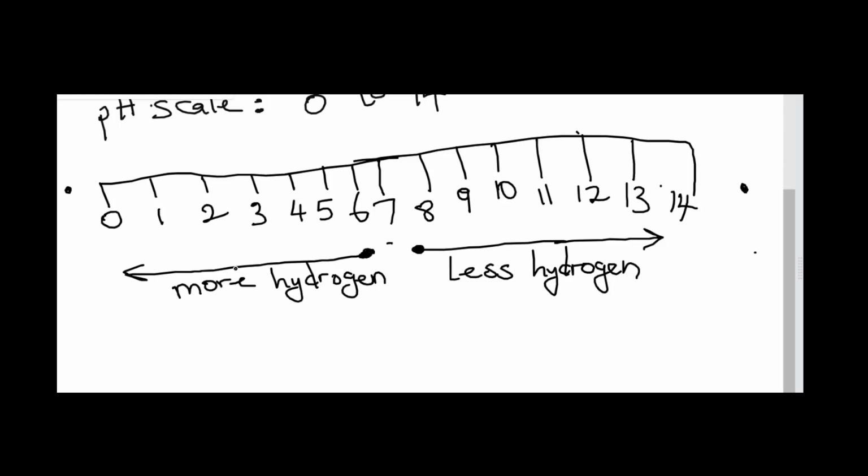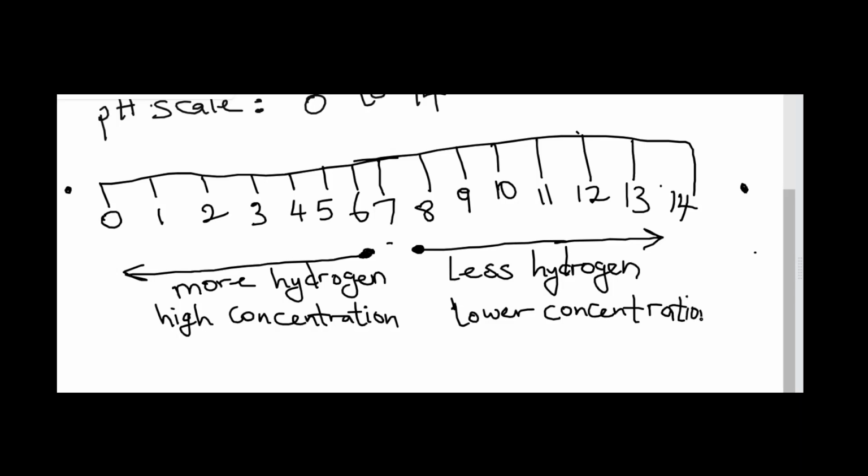Okay, so from 6, 5, 4, 3, 2, 1, 0, we have more hydrogen. Okay, that means that it's a higher concentration. 8, 9, 10, 11, 12, as it goes up, lower concentration. And remember, this is lower concentration in terms of the hydrogen potential. Okay, so lower concentration of hydrogen.